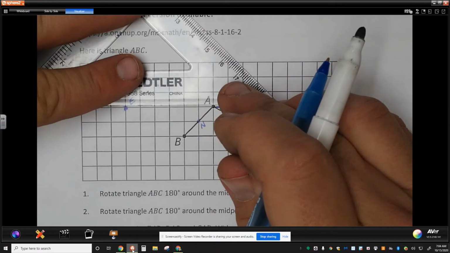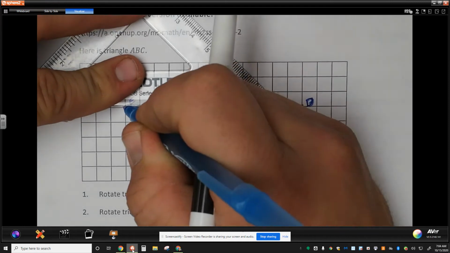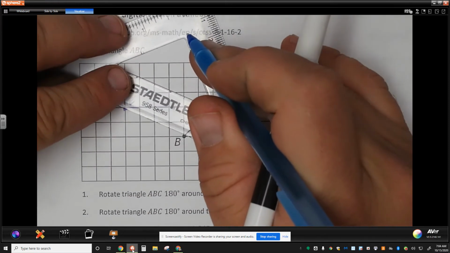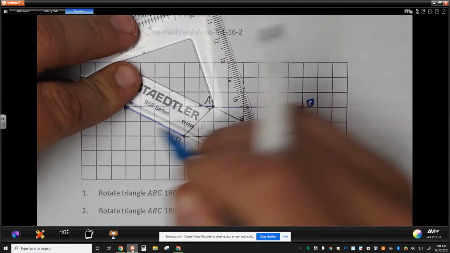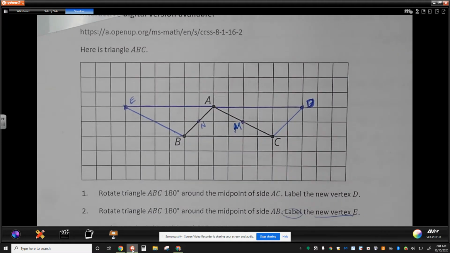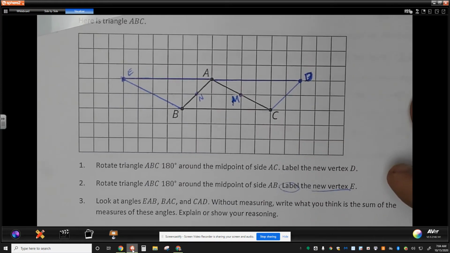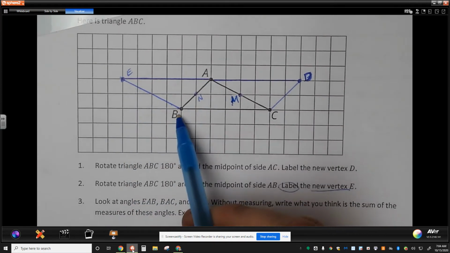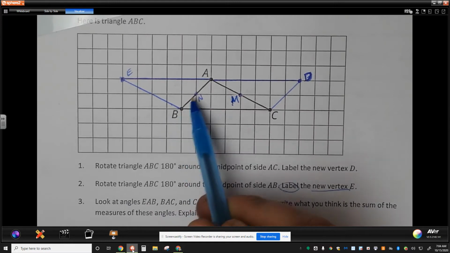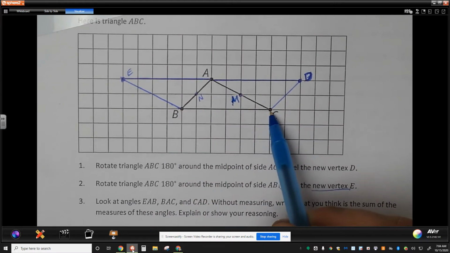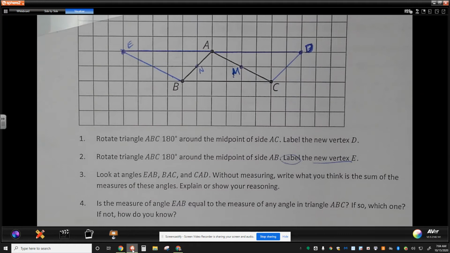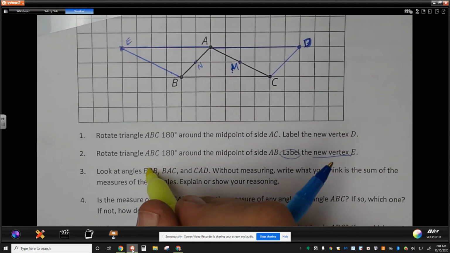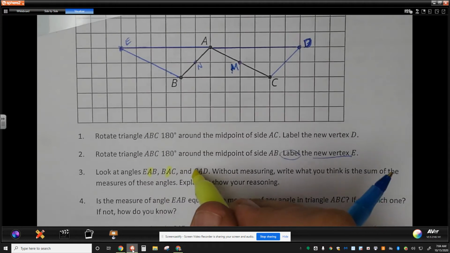A few lessons ago, we saw a very similar figure that was a few triangles. And what we found is that there's some commonalities between the three triangles, very common things that we're going to review again at this point. So when we look at our angles, it says look at angles EAB, BAC, and CAD. I want you to notice on here that there's something common about each of these three angles. The vertex, or the middle point of each of these angles, is point A.